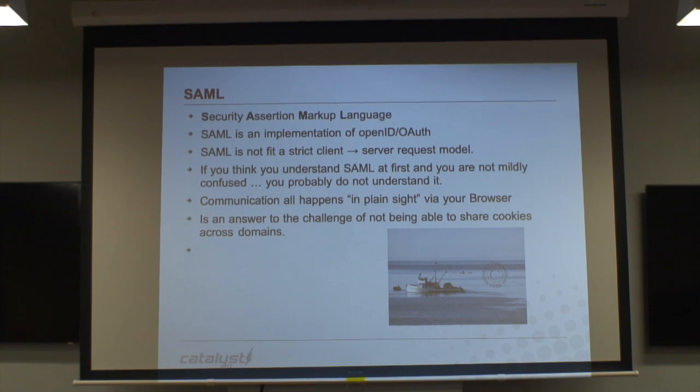So SAML is this large song and dance of redirects and all sorts of madness where you are essentially doing an authentication handshake in plain sight. That's the way I look at it, where all the communication is happening via your browser and is all visible, right? But there's backwards and forwards and keys and encryption and all that sort of stuff, and it's relatively seamless when it works, but it is complicated.